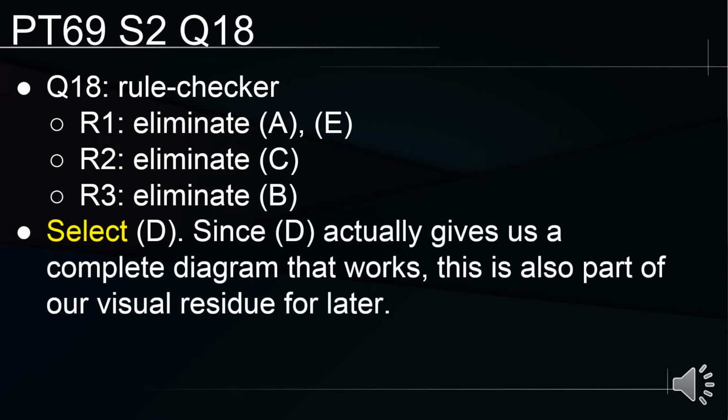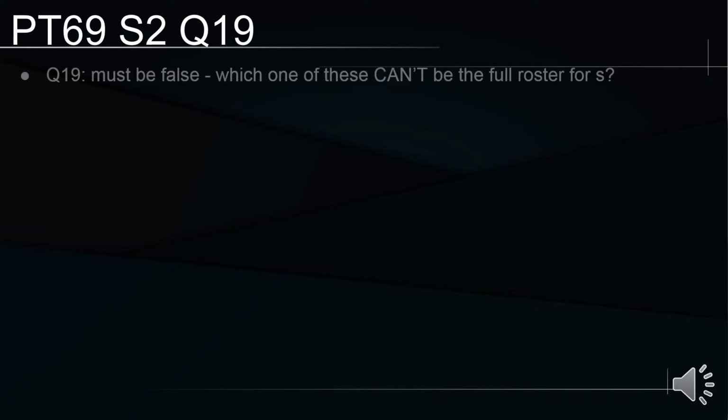D is the only one that doesn't violate any of the rules. One thing I want to note here is that since answer choice D actually gives us a complete diagram that works, this becomes a part of our visual residue for later. Sure, we didn't have to draw it out ourselves, they drew it out for us, but answer choice D, as written, gives us a diagram that works, so we can refer back to that if it's helpful in the future. So now that we've worked through 18, let's hit number 19 real quick.